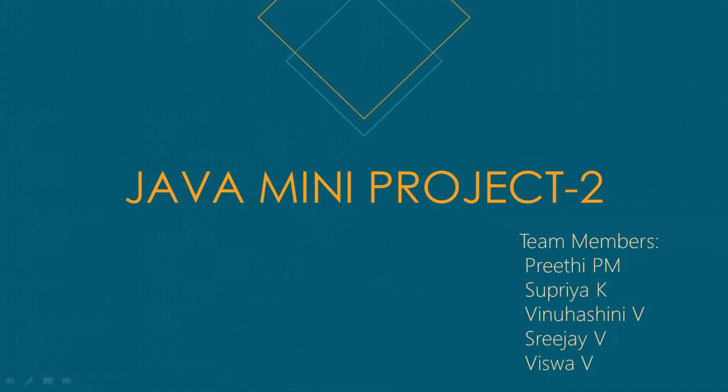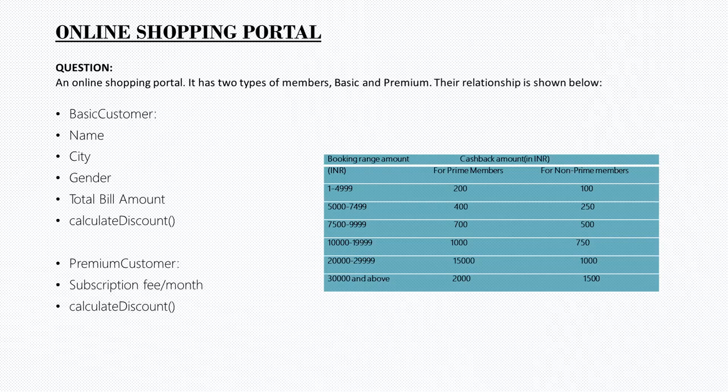Yes. So actually my topic is online shopping portal. Ma'am, next slide. Question slide. Actually, the question is to create an online shopping portal which has two types of membership, basic and premium, and these are the criteria to be undertaken and conditions to be followed. Next slide.